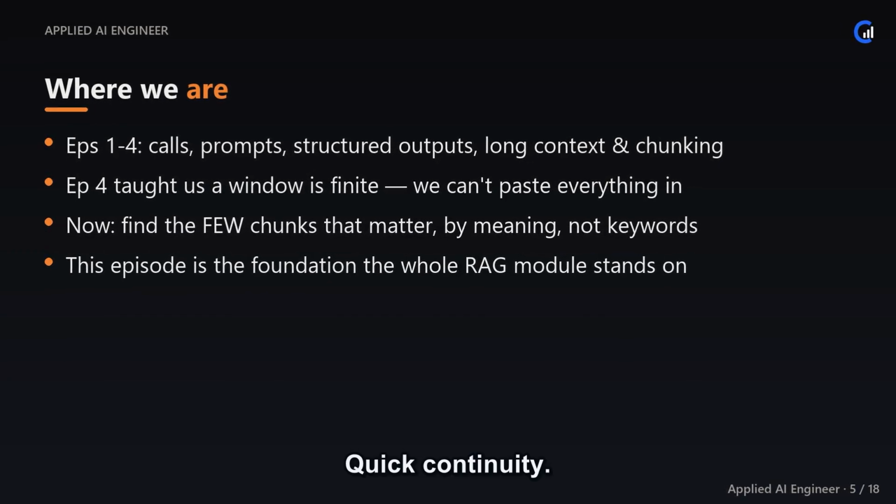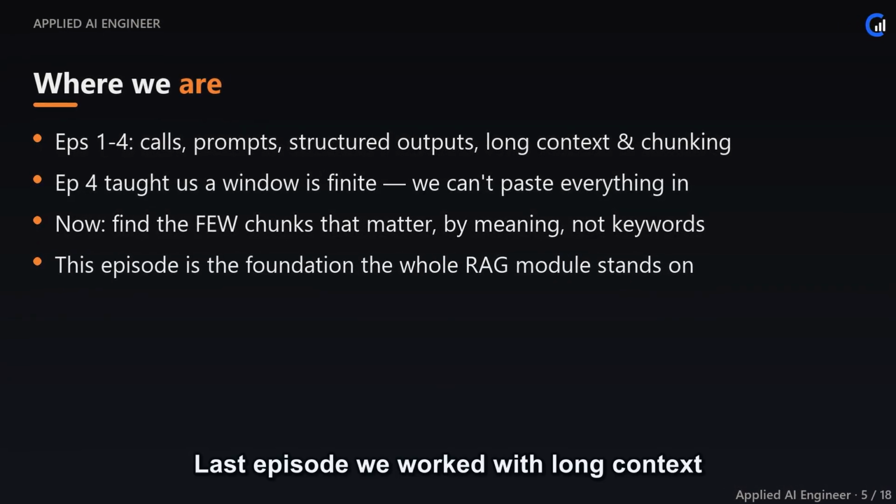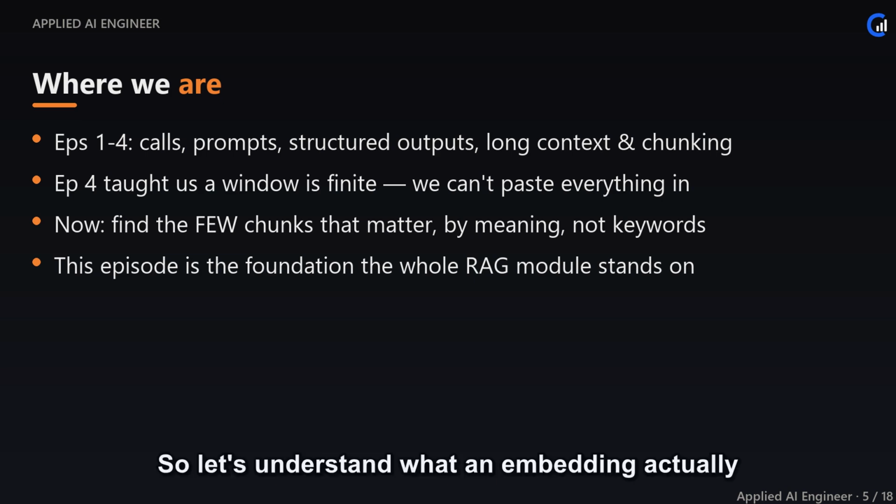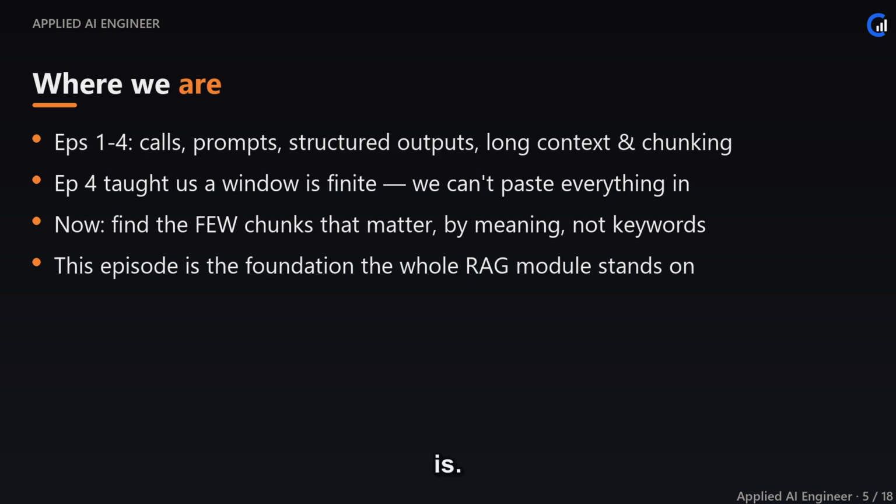Quick continuity. Last episode we worked with long context, counting tokens, chunking a document, and learning the hard truth that the context window is finite and every token costs money. That leaves an obvious question: if we can't paste the whole knowledge base into the prompt, how do we find just the parts that matter for this one question? The answer is semantic search, and its engine is the embedding. So let's understand what an embedding actually is.